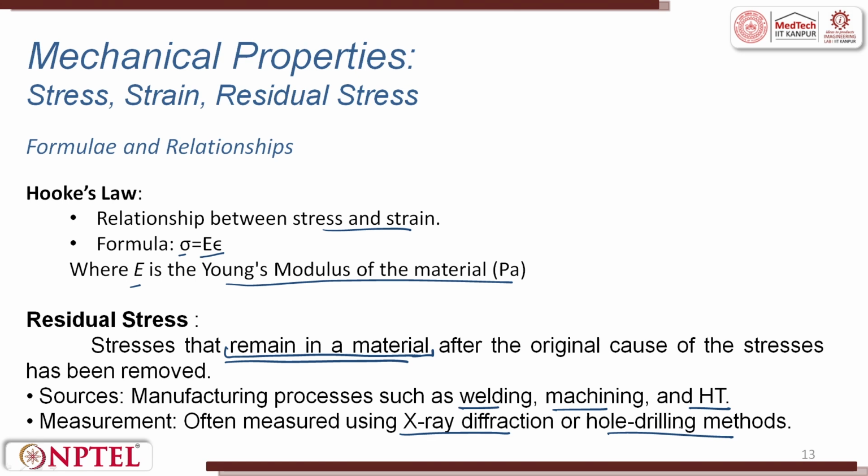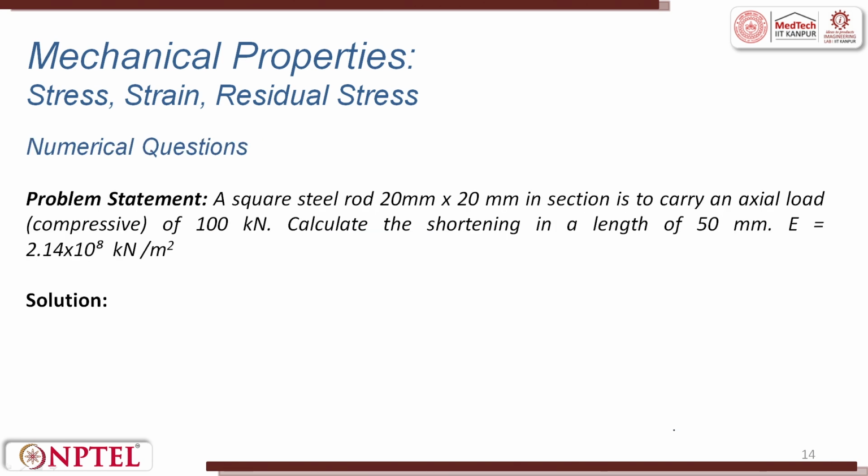Let us now see some numerical problems on the relations which were discussed in the previous weeks. This is a problem statement where a square steel rod of 20 mm by 20 mm section is to carry an axial compressive load of 100 kilonewton. We need to calculate the shortening in a length of 50 mm. I will show you the tensile strength test, compression test and some other tests in the forthcoming weeks. We will use these relations to find the Young's modulus, tensile strength, compressive strength and impact strength of various materials.